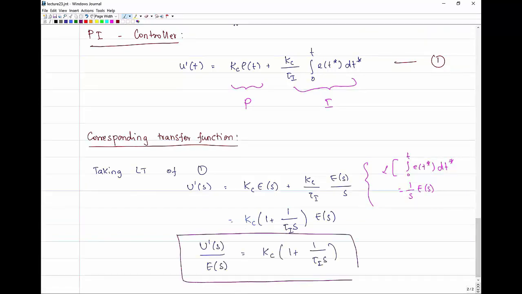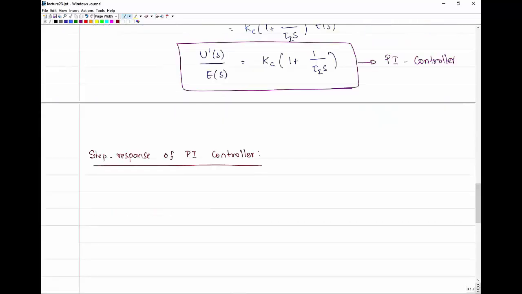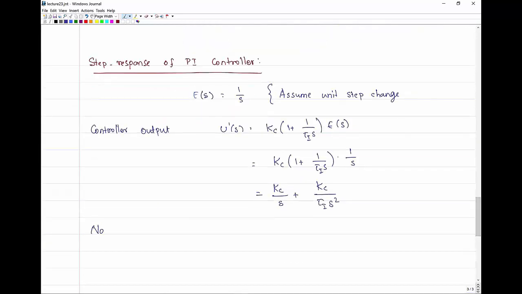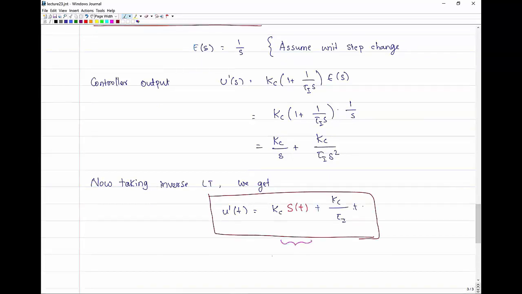This is one of those transfer functions that you must take away from this course and remember very well as a process engineer. Let's try to find the step response of a PI controller and understand how a PI controller works. Assume that the control error, the Laplace transform of the control error, is 1/s for a unit step change in the set point. The controller output, therefore, is going to be, in time domain, a combination of a step and a ramp, where the first term is due to the proportional action and the second term is due to the integral action.